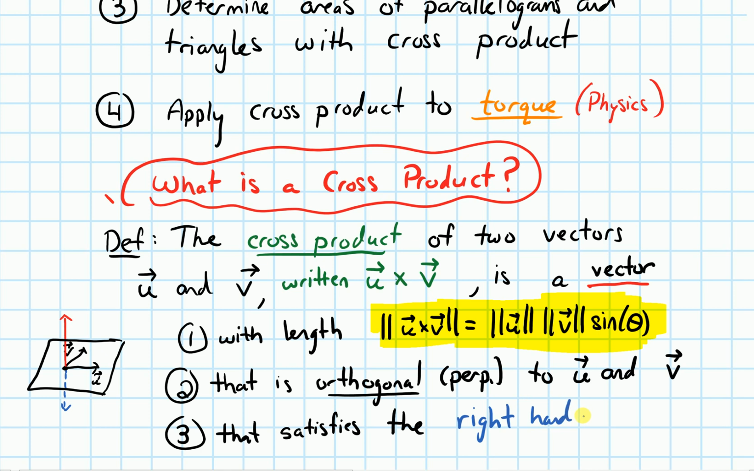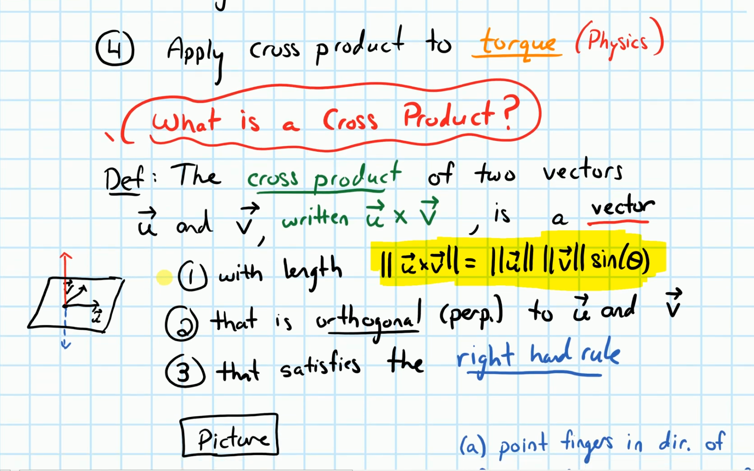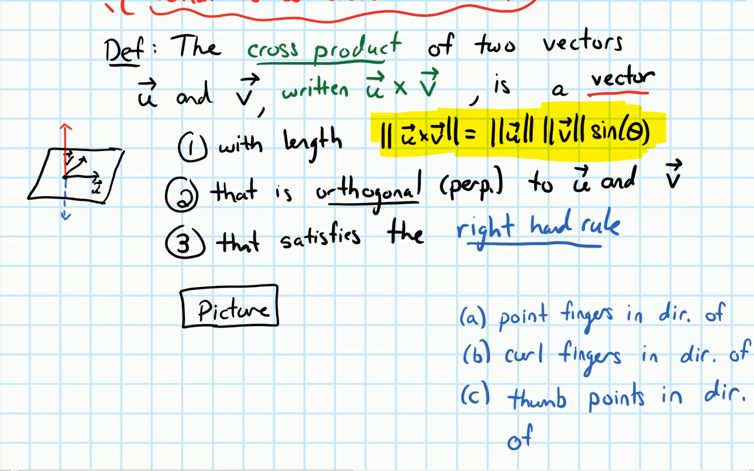The right-hand rule, which we saw back in the first section of this chapter, 12.1, when we talked about axes in 3D space, the x-axis, the y-axis, the z-axis. And I mentioned then that the axes, their orientation needs to satisfy the right-hand rule for the cross product to work. So we'll see why in this section, but let's remind ourselves what the right-hand rule is. There's three steps to the right-hand rule.